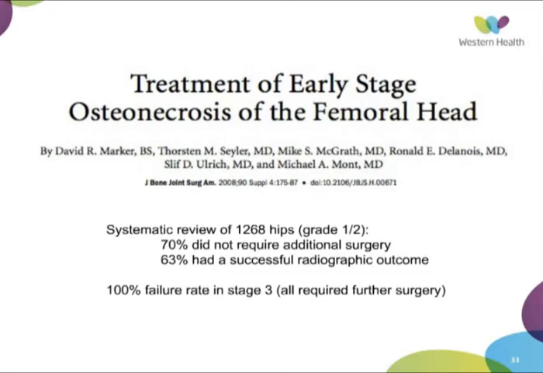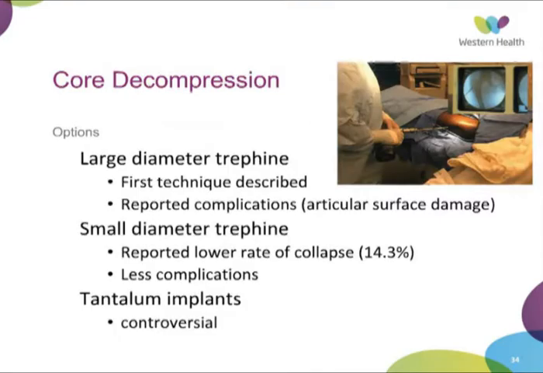The core decompression options, there are multiple, and certainly the trend now is to use smaller diameter trephines as opposed to using one large diameter trephine. This is more the first technique that was described, with an entry point above the level of the lesser trochanter and a large drill, like a DHS drill, being guided under II into the necrotic segment. But there is a high complication rate in particular with this technique, and now I think it's more the trend to use smaller diameter trephines over a guided K-wire with multiple passes, and this has a lower rate of collapse in the literature with less complications.